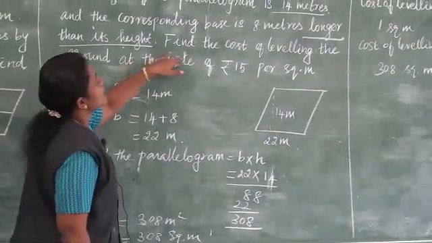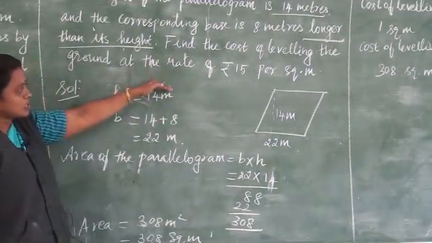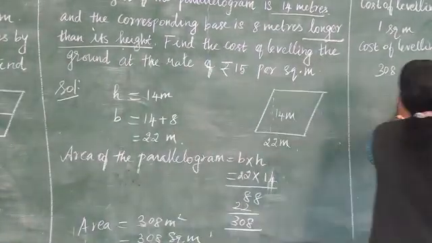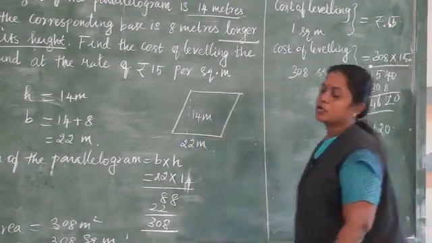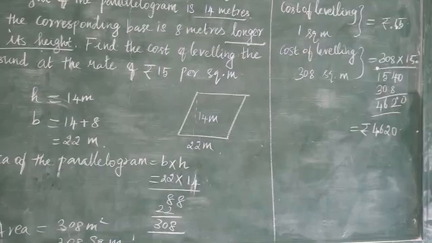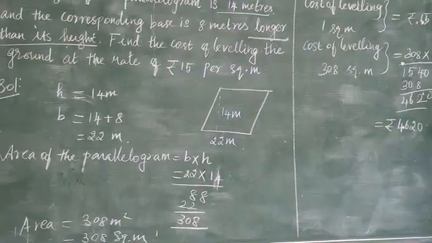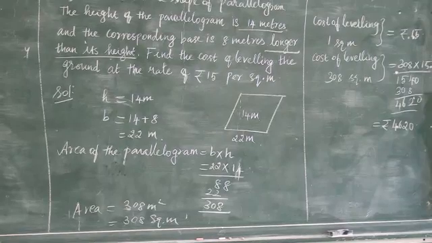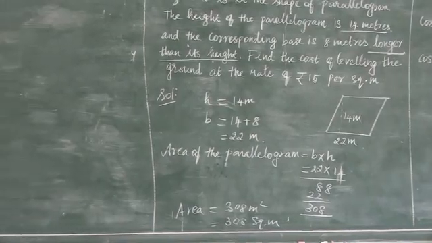And we should find out the cost of leveling the ground at the rate of rupees 15 per square meter. 1 square meter, the cost is rupees 15. So what is the cost of 308 square meter? If you are multiplying, we got that answer 4,620. Now come to the objective problems. The first one, objective problems. First problem.